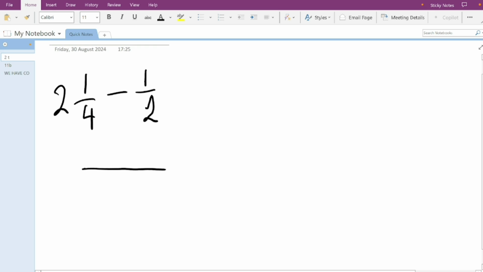So we have it as 2 minus 0, because there's nothing written here, so it's 0. 2 minus 0 is 2. So we still have our 2 whole number here. If it were 1, it would be 2 minus 1, you get 1. You put your 1 here. But there's nothing here, so it's 0. 2 minus 0 is 2. You take the whole number first. Then we have the LCM of 4 and 2 is 4. So we go 4 divided by 4. 4 divided by 4 is 1. 1 times 1 is 1.